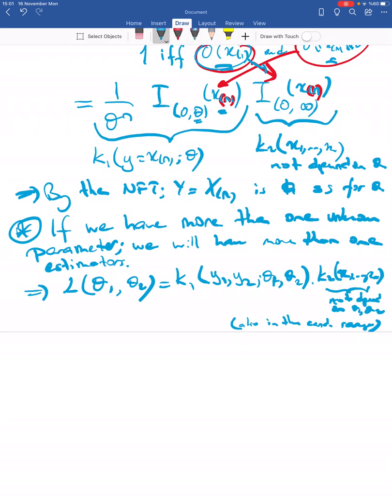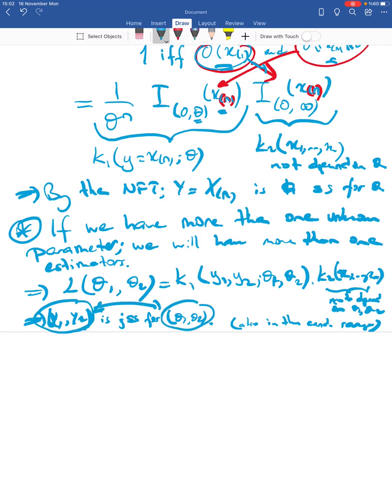Okay, so if this is the case, then y1 and y2 are jointly sufficient statistics. I'm writing in vector form here. They are jointly sufficient statistics for θ1 and θ2, so we cannot say that y1 is a sufficient statistic for θ1 and y2 is a sufficient statistic for θ2. These are jointly sufficient statistics for these two. We cannot separate them in the multi-parameter case. We need to know both y1 and y2 to be able to estimate θ1 and also θ2.